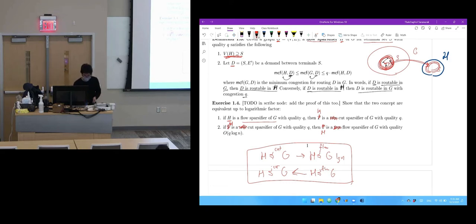they don't even have the concept of flow sparsifier here. We don't even need the two graphs to have the same vertex set. It really just preserves things about the terminal set. But if H and G were to have the same vertex set, then you can really just plug in this thing.